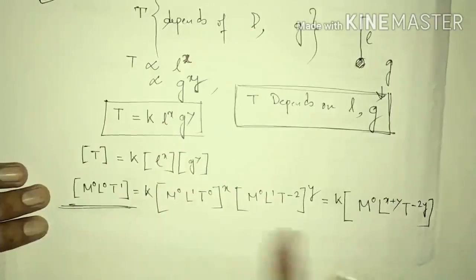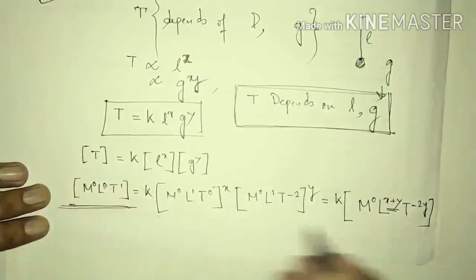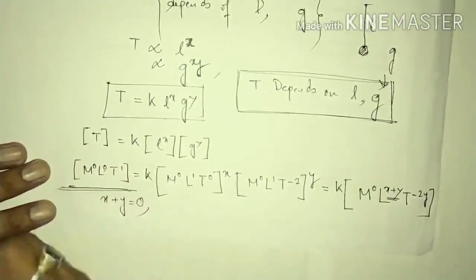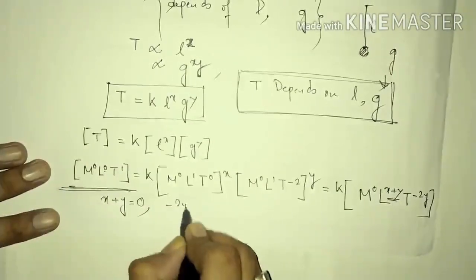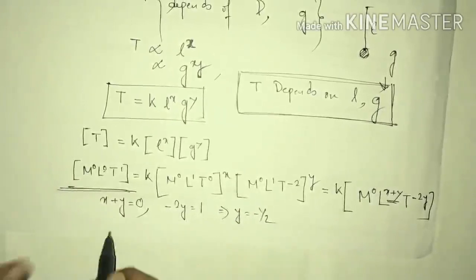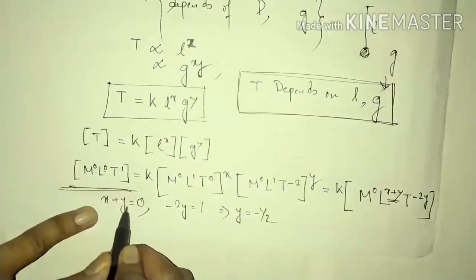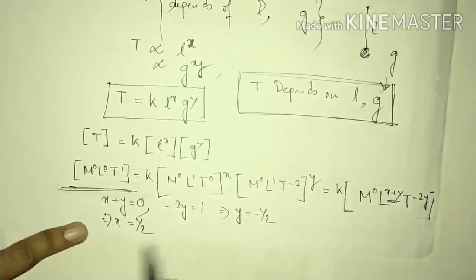So comparing the powers of L and T on both sides, what did we get? x plus y has to be equal to 0, because L to the power 0 has to be equal to L to the power x plus y. Similarly, T to the power 1 equals T to the power minus twice y. That means minus twice y equals 1, or y equals minus half. If y equals minus half, then since x plus y is 0, x has to be equal to half. So we already obtained the values of x and y: x is plus half, y is minus half.